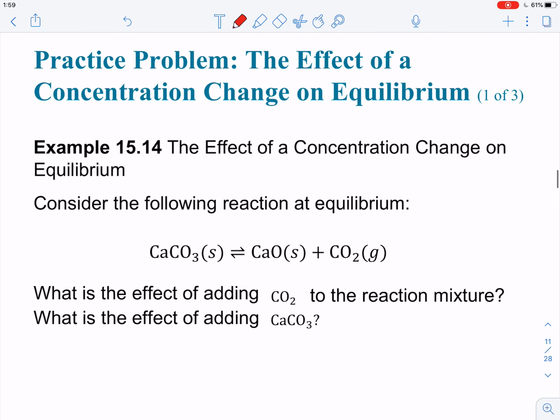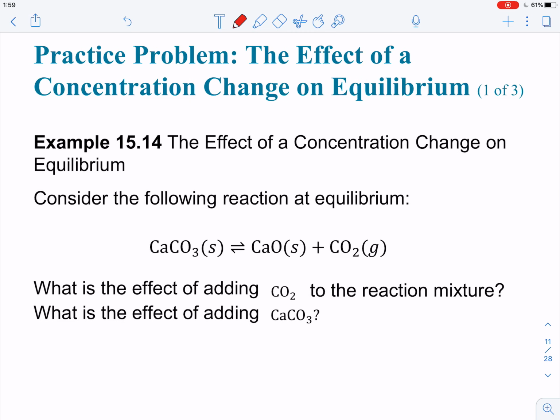Now, how do we use this in a practical approach? We have this equilibrium, and what happens if you add more CO2? So what happens if we increase CO2 here? CO2 is a gas. Therefore, if you increase CO2, you are adding on the product side, so you are shifting to the left.